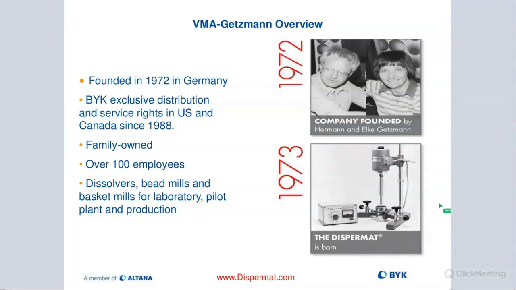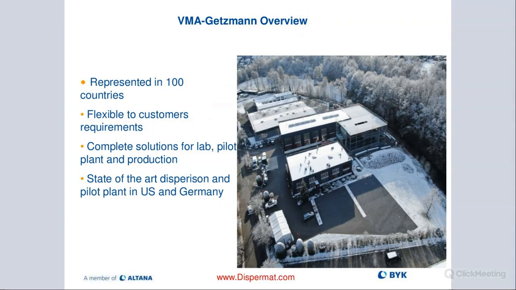Here you can see on the bottom picture that was the very first Dispermat introduced in 1973. There's actually some customers that we know that are still running on the original with the original motors. So these are very well-built systems, and they will run for a very, very long time.